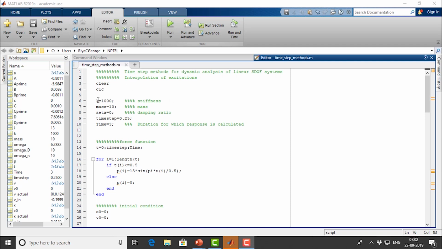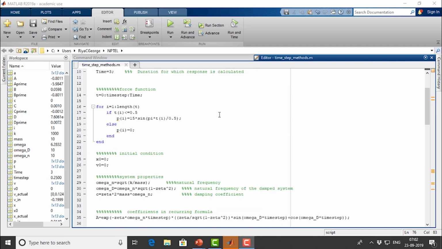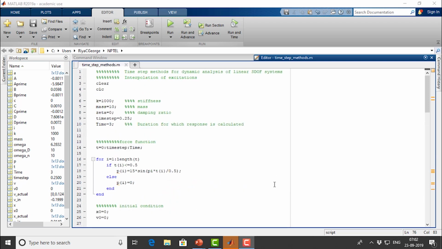So here I'm just inputting the values of the stiffness and mass, and this code is written for damped systems. So for undamped system, as in our example, I can set the value of zeta as 0. So I'm choosing a time step equal to 0.25 initially, and I want to find the response of the system for up to 3 seconds.